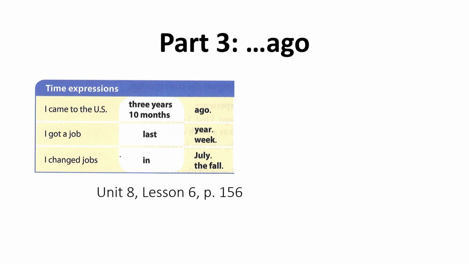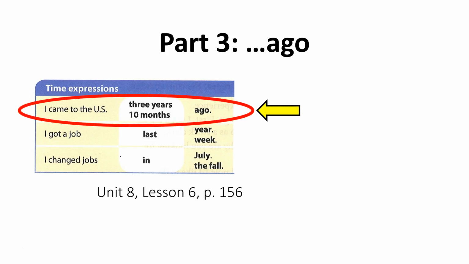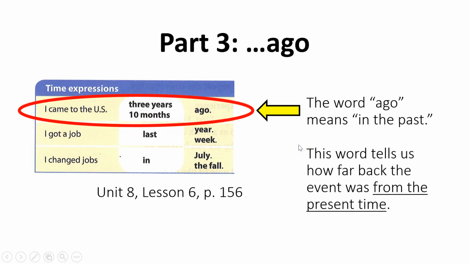Okay, part 3 of the lesson is with "ago." Here in the book it says, like, "I came to the US 3 years ago," or "I came to the US 10 months ago." The word "ago" means in the past. So this word tells us how far back the event was from the present time. We measure it from the present. We start at the present, we go back, and we see how far back do we have to go.